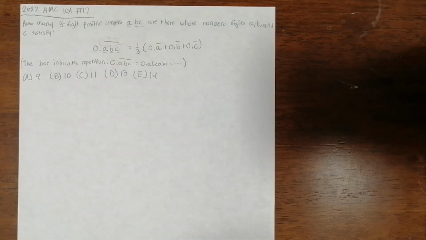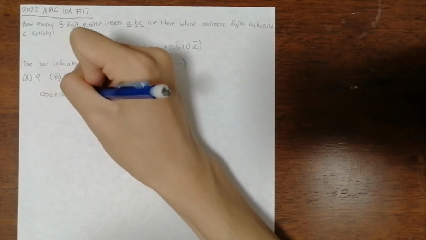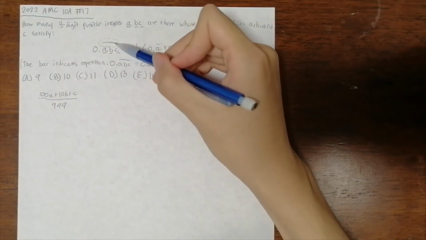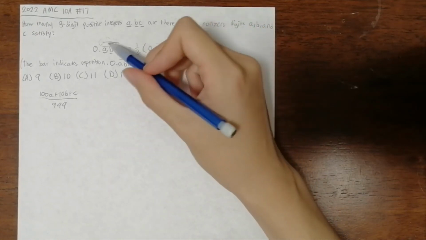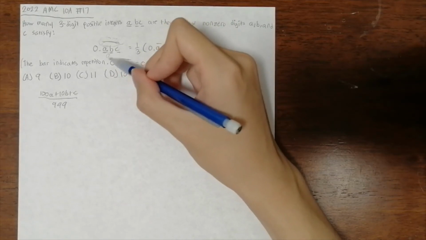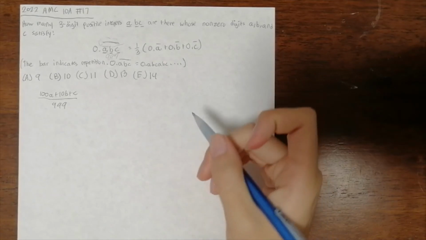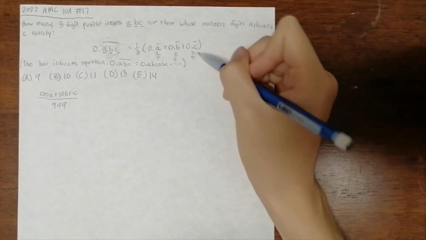Okay, so we can just convert this into an algebra problem. Instead of writing this as ABC repeating, we can write this as 100A plus 10B plus C over 999. If you didn't know, if you have a repeating decimal like this, the repeating part is just going to be this entire thing divided by the same number of 9s underneath. Since there are 3 digits here, we divide by 999. And on the other side, we have 1 digit here, so this is A over 9, and this is B over 9 and C over 9.